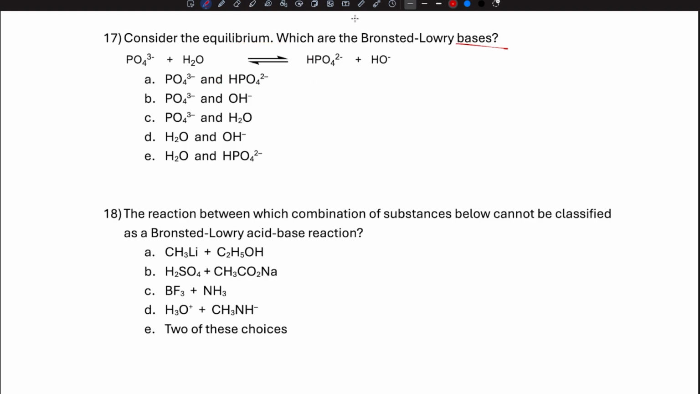And so all we have to do is identify which one is our base on the left and which one is our conjugate base on the right. And those should be our answers. If you notice, PO4 on the left accepts a proton to become HPO4. And so this must be our base in the forward reaction. While in the reverse reaction, OH accepts a proton to become H2O. And so this must be our base in the reverse reaction, usually called the conjugate base. And so our answer should be B, PO4 3 minus and OH minus.